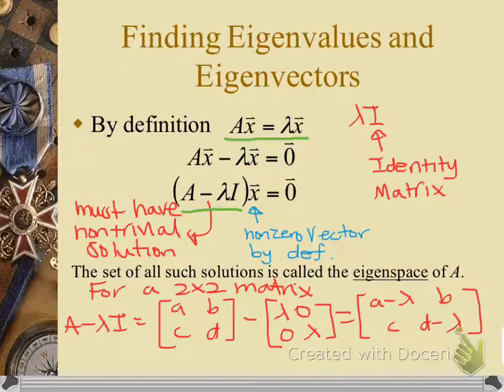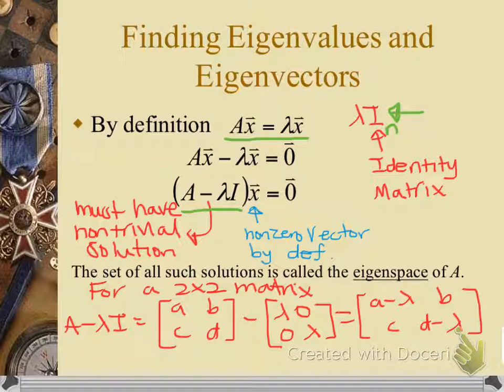Now, in A minus lambda I, I refers to the identity matrix. Depending upon what square matrix we're talking about, it refers to that particular identity matrix, so I could say I sub n, depending upon what size matrix you're in.